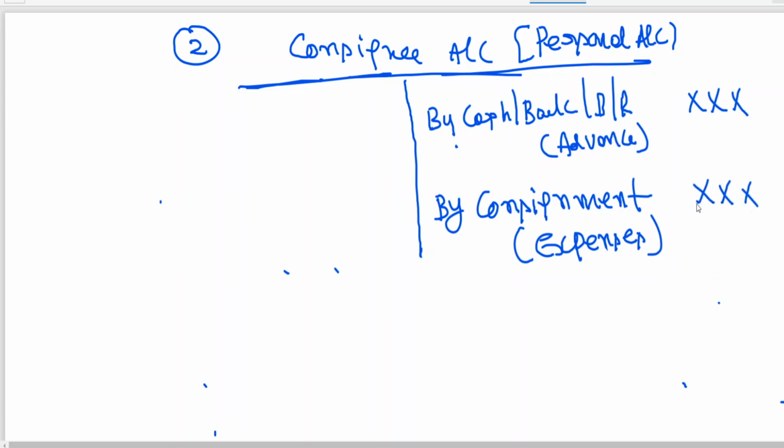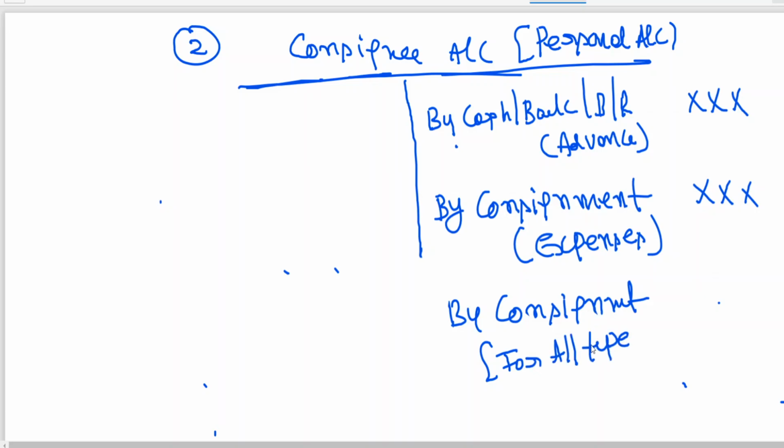The next entry, consignment account debtor to consignee, commission also the same. By consignment. It can be del credere commission, it can be ordinary commission, it can be any commission. The entry will be the same. You don't have any separate entries for separate commission. For all types of commission, this is the entry. Clear to all of you?